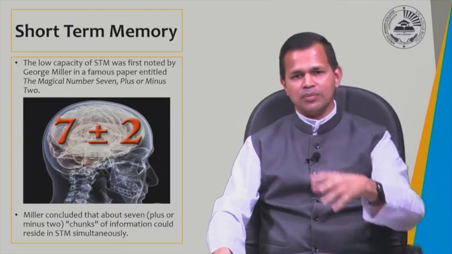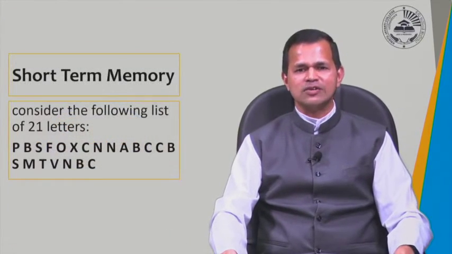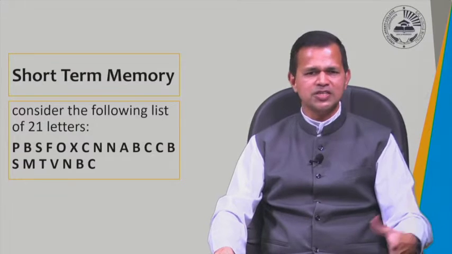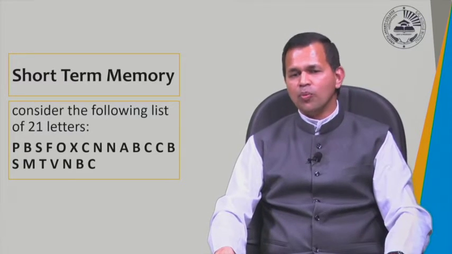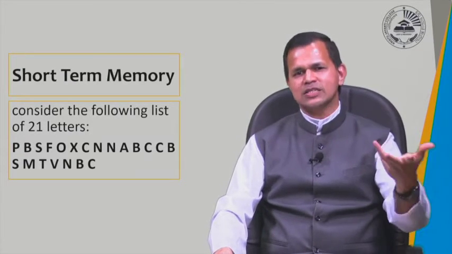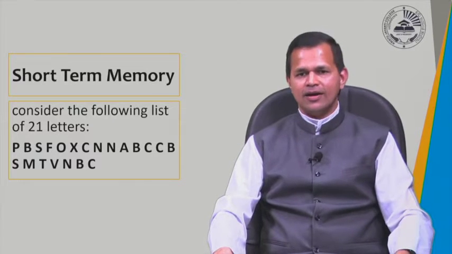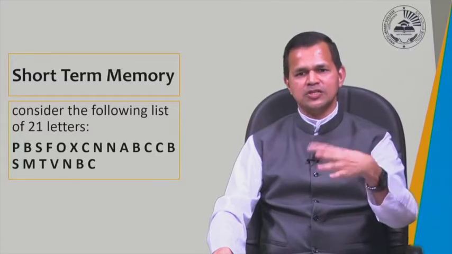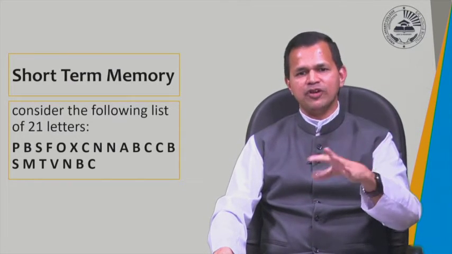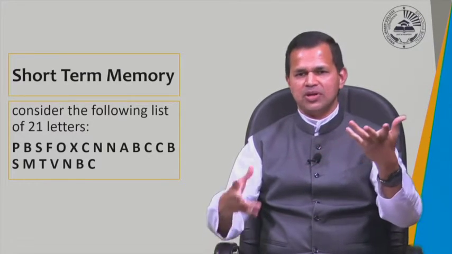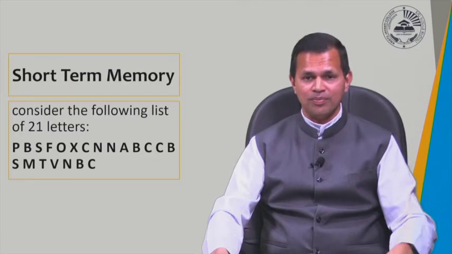I will give an example. Let us consider the following list of 21 letters. You can read it, I hope: P, B, S, F, O, X, C, N, N, A, B, C, C, B, S, M, T, V, N, B, C. Doesn't make any sense? Doesn't make any sense to me.